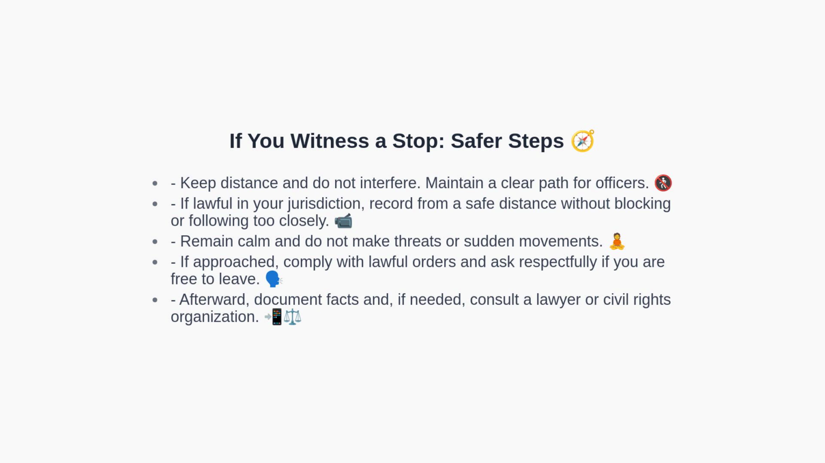If officers engage with you, comply with lawful orders and ask respectfully if you are free to leave. After the event, document what you observed and consider consulting an attorney or rights organization if needed. Always prioritize safety and legality.